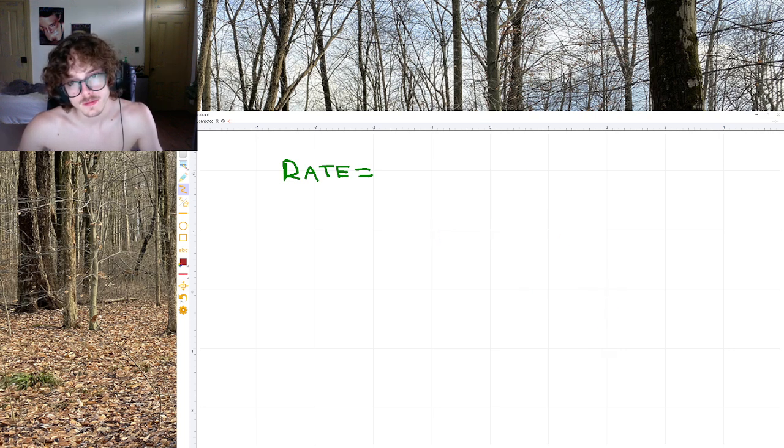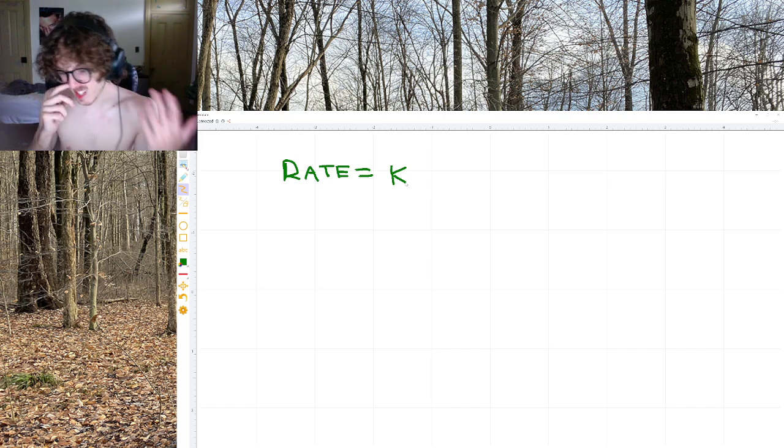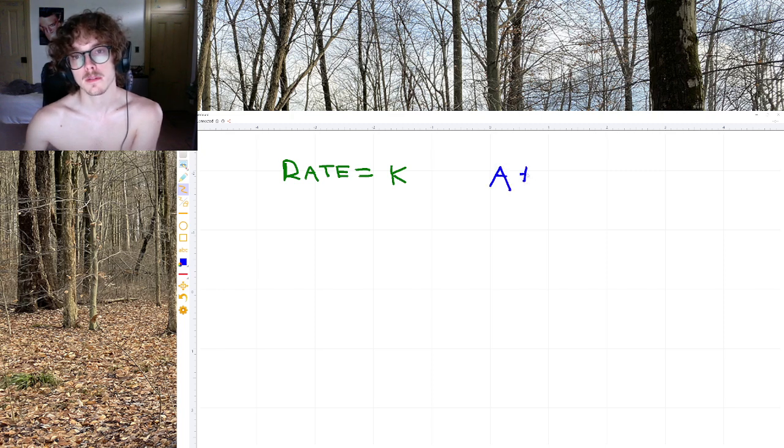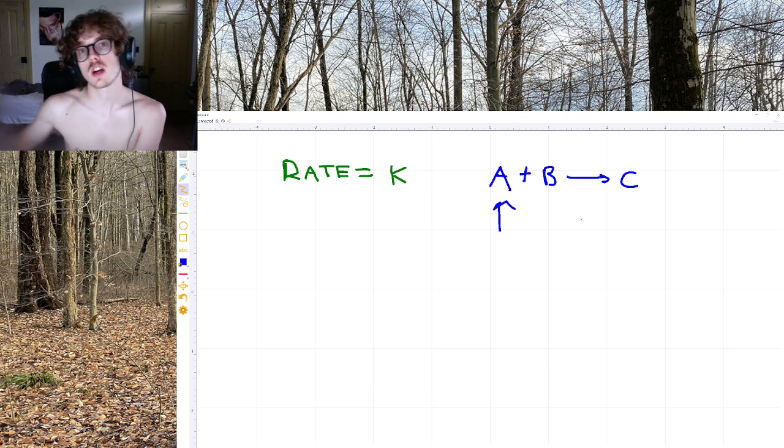So basically, what I'm trying to get at here is that the rate of the reaction is equal to some constant K, right? So the concentration of that reaction is not at all changing the rate of our reaction. Basically, if I have A plus B and it forms a new molecule C, well, the synthesis reaction, if I increase A, the rate of the reaction is constant. It's not going to change, right? If I decrease B, it's not going to change the rate of the reaction.